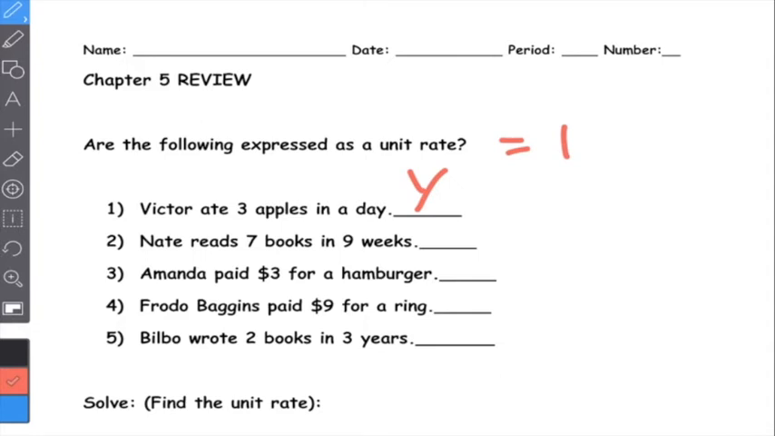All right, Nate reads 7 books in 9 weeks. 9 weeks is not 1, so that's no. Amanda paid $3 for a hamburger, so that's yes. Frodo Baggins paid $9 for a ring. That's yes, because it's 1 ring. Bilbo wrote 2 books in 3 years, and that's no, because it's not 1 year.